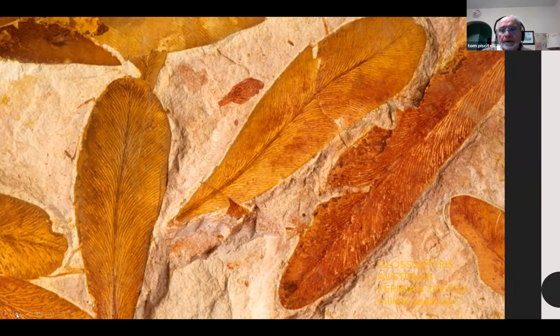In the mid-Permian, 270 million years ago, there was a major transition from swamp-loving lycopods to more advanced conifers, which were ancestors to those of the present. Next slide, please.